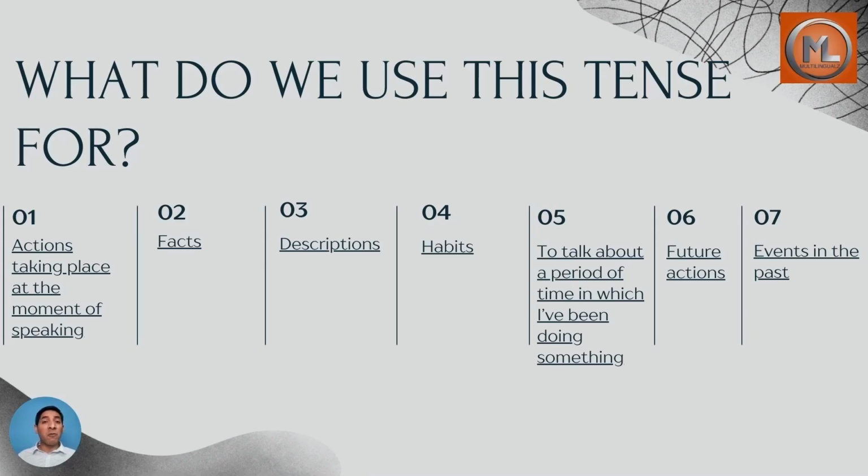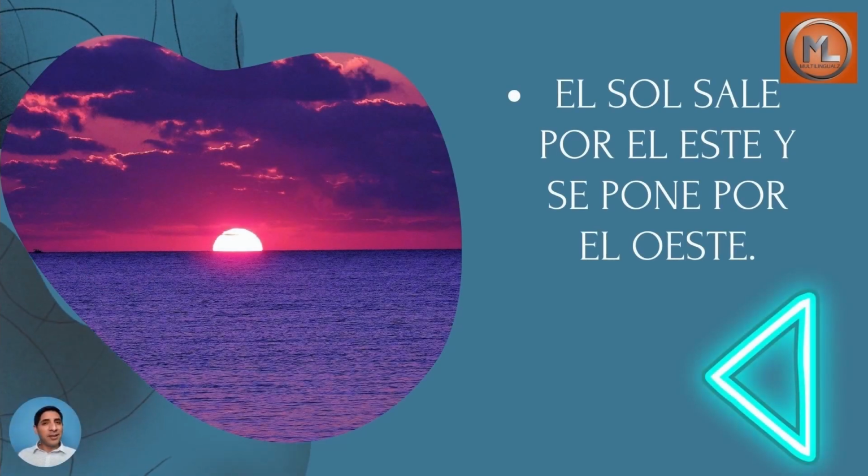The second one says facts. How do we use the modo indicativo when we talk about facts? Let's see. In this case, we have the phrase, el sol sale por el este y se pone por el oeste. The sun comes out on the east and sets on the west. This is an example of a fact. We always use the present tense in the modo indicativo for these kinds of phrases.